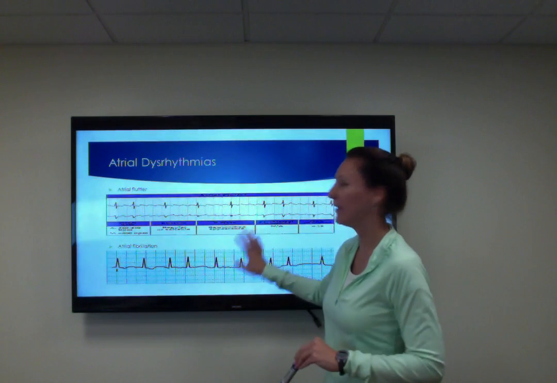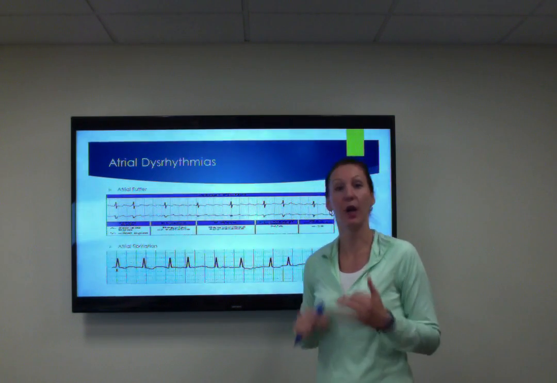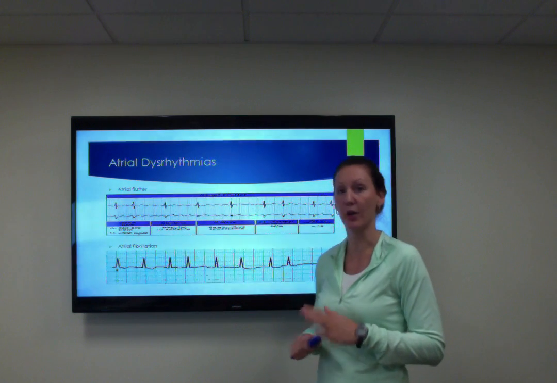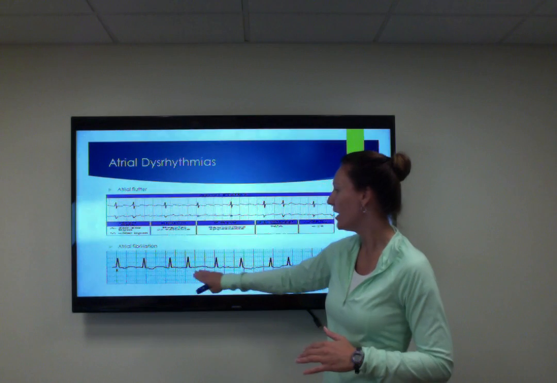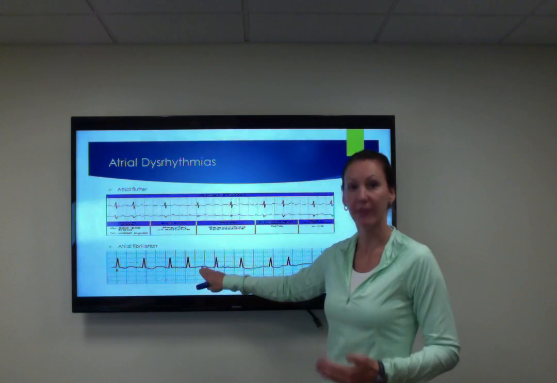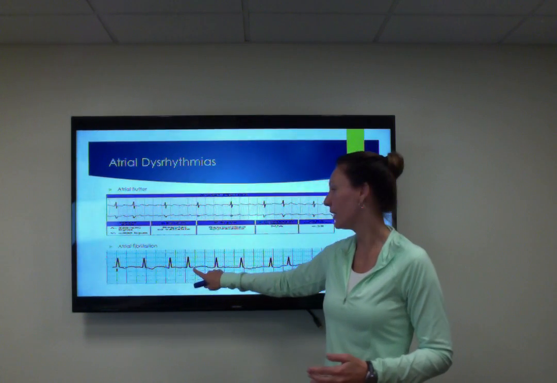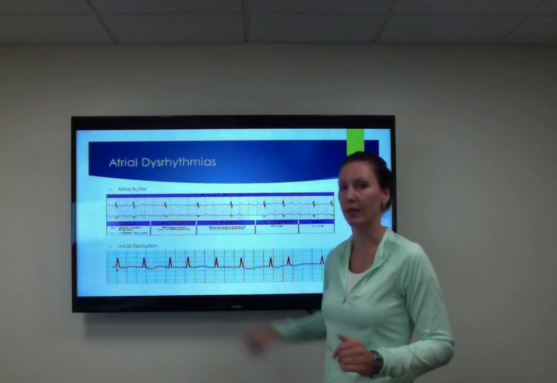So you have AFib, and it's caused by a rapid, uncoordinated twitching of the myocardium of the atria. Basically what you're seeing here is sometimes it can be flat right there, or you're going to see just some nice, small, subtle waves.